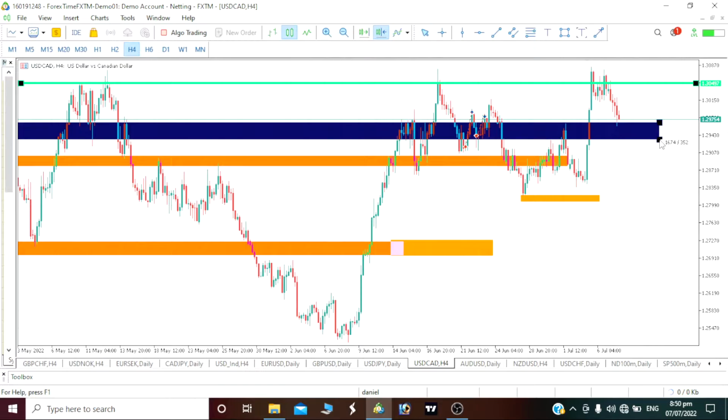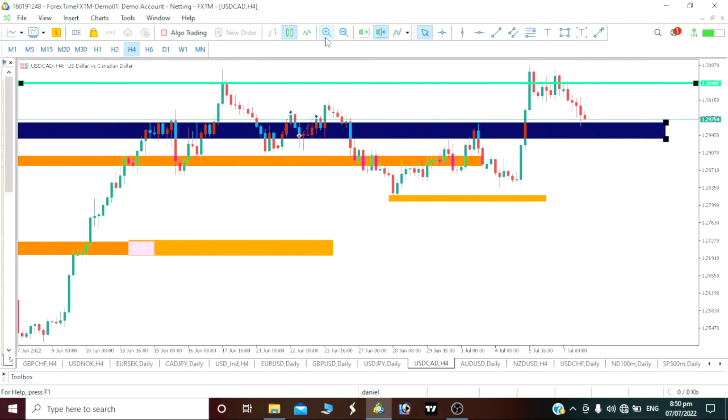So what do you think? I personally will be looking to take this trade. I personally will be looking to take a buy on my USD card. That is on a 4 hour time frame.